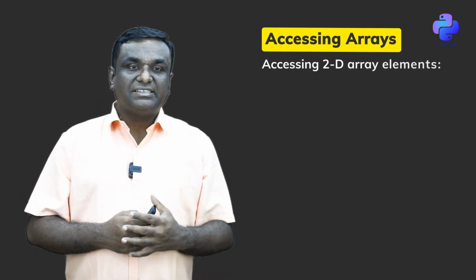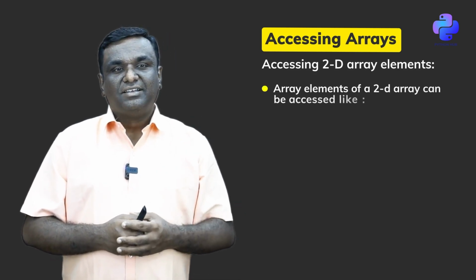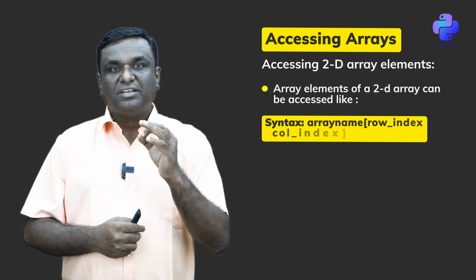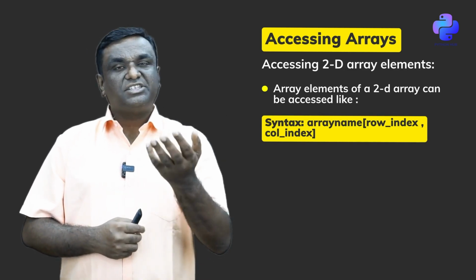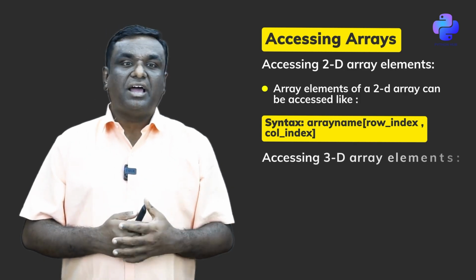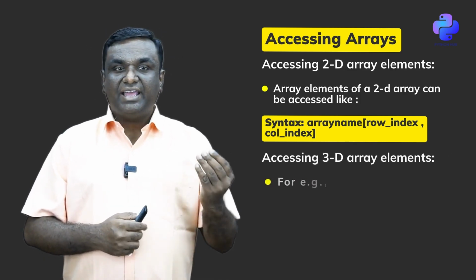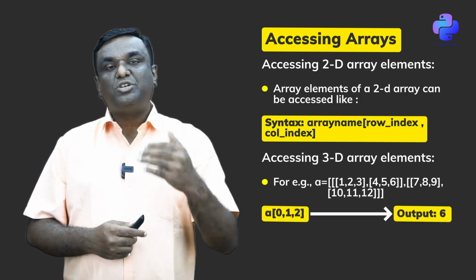Now in the same way, how can I access arrays? Having created arrays, the logical next step is how to access the elements that I've created in the arrays. If I want to access elements of a two-dimensional array, I'll simply use the syntax array name, row index, column index, to pull that value from the array. The same way I can do it for a three-dimensional array also. Let's say A[0, 1, 2], the first row, second column, like that, I will be able to pull that across.